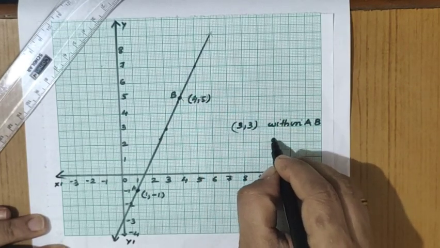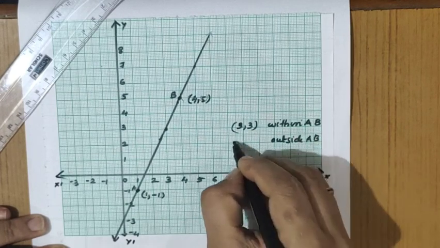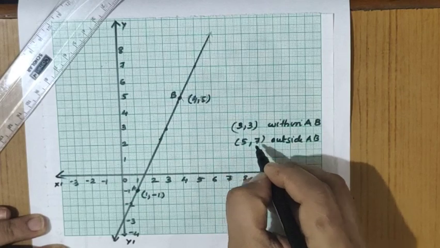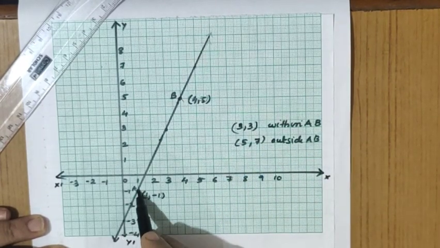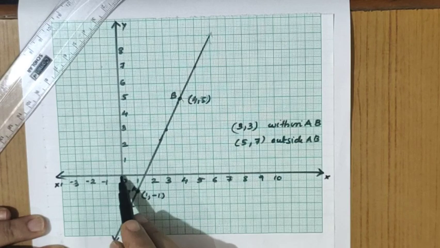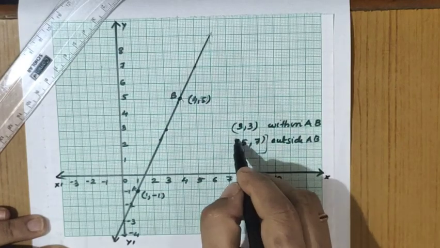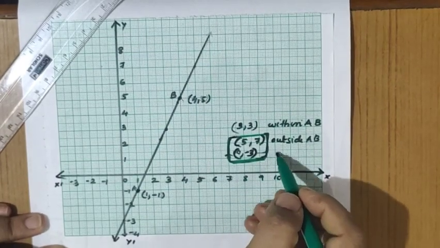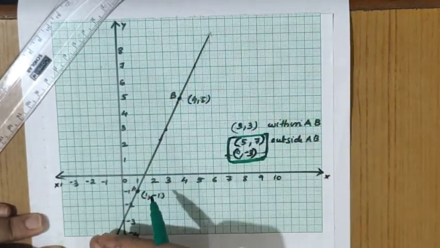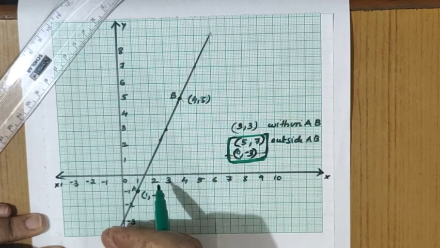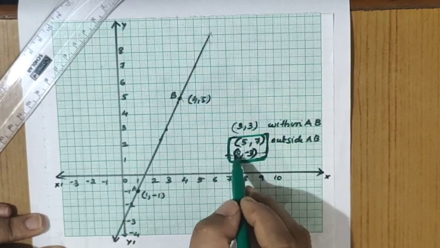Outside the AB, that is external, 5 comma 7, and one more point from this side if I want, means this also I can take. Because up to this only the line is there, 1 comma minus 1, so it is 0 comma minus 3. So within AB 3 comma 3, outside the AB either this side or below the line, means here also negative side also we can take, 5 comma 7 or 0 comma minus 3.